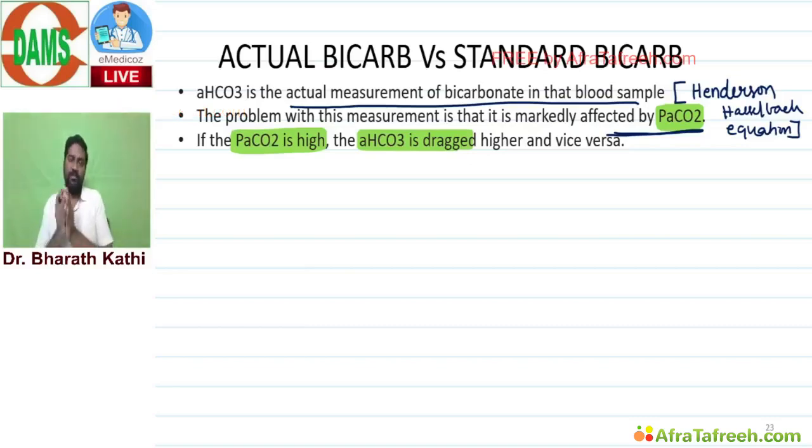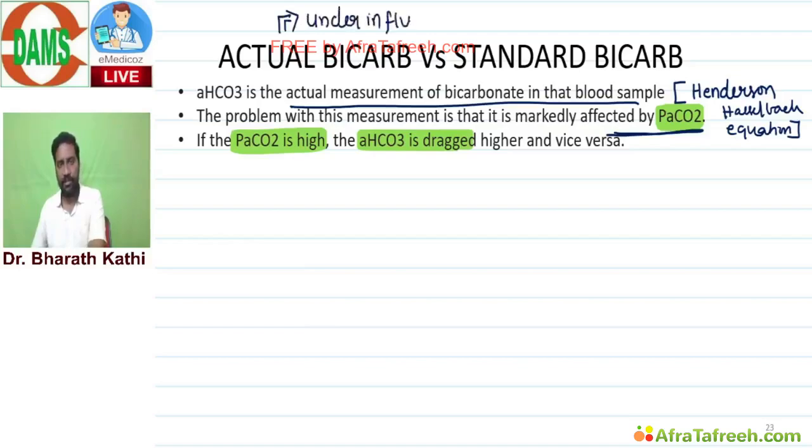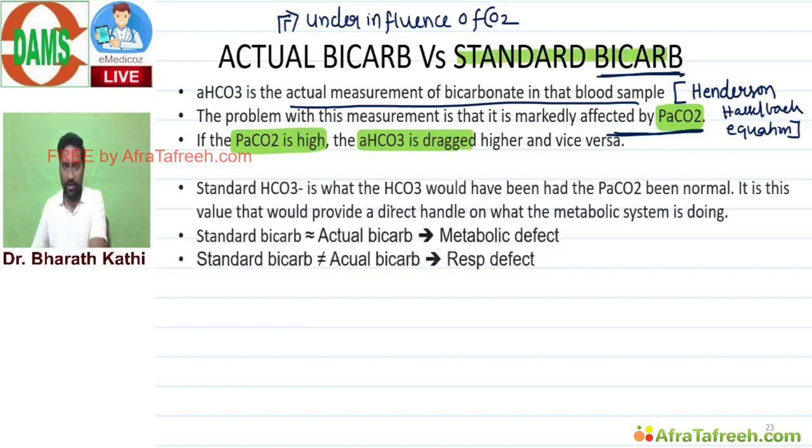So this actual bicarbonate is under influence of CO2. Point to remember, actual bicarbonate will be under influence of CO2. Now I need a parameter of bicarbonate which is not under influence of CO2. Such a parameter is called standard bicarbonate. Standard bicarbonate is what the bicarbonate would have been normal, had the PaCO2 been normal.